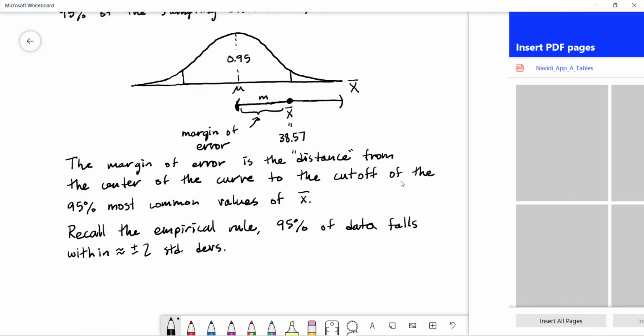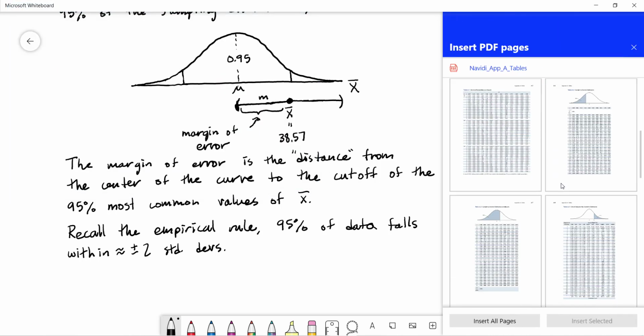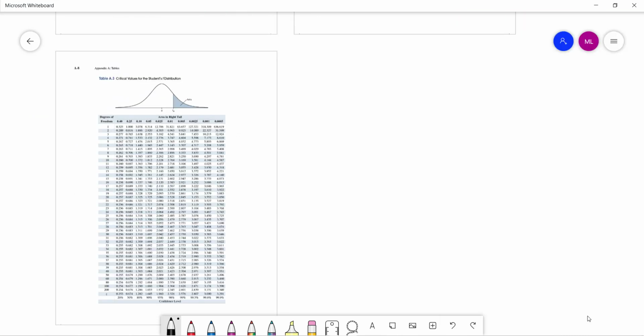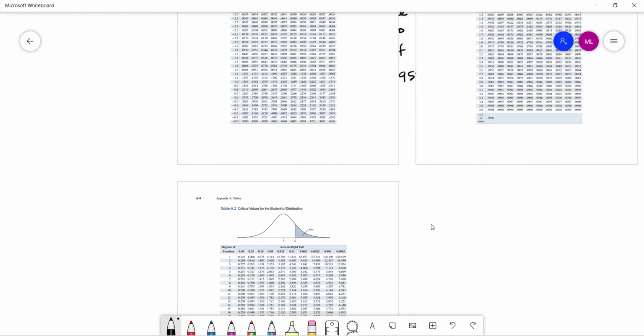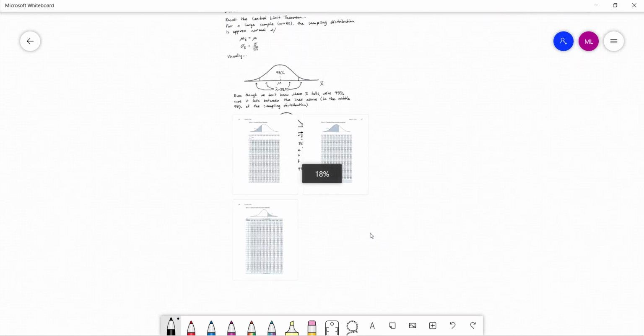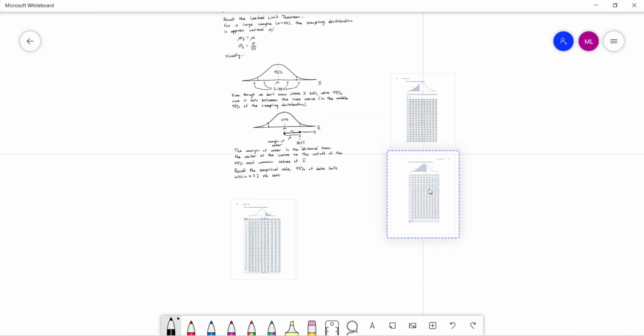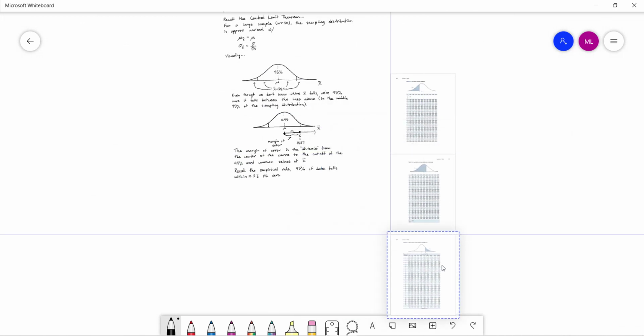Open this up. I'm going to actually put in 3 different pages of the table. Let's insert all of these pages. Okay. And of course it covered up our other work. So let me move these pages off to the side. So the first 2 pages are the ones that we've already looked at.